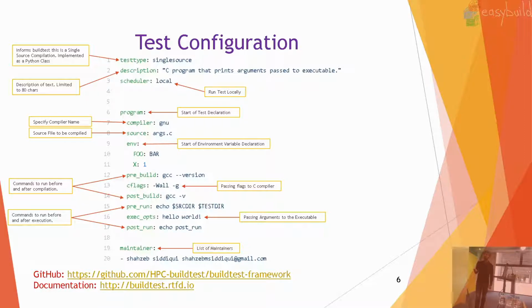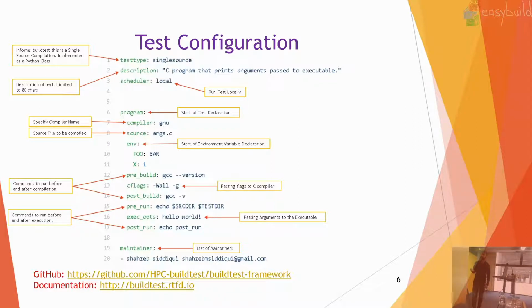And then the program section is where you start the declaration of the test. You can specify compiler. In this case, you specify the name of the compiler, in this case, GNU, Intel. You don't specify the actual compiler wrapper, like GCC, gfortran, whatever, because Buildtest will get that for you. You can specify the source file, right? That's relative to the source directory.